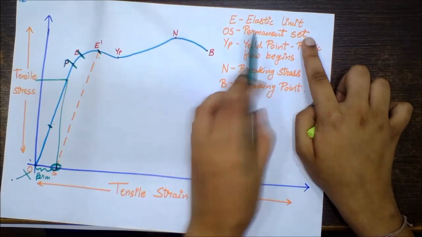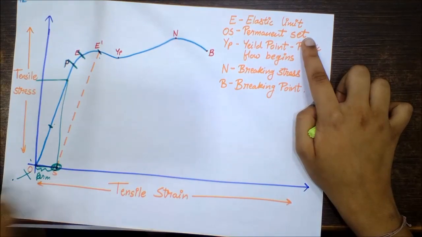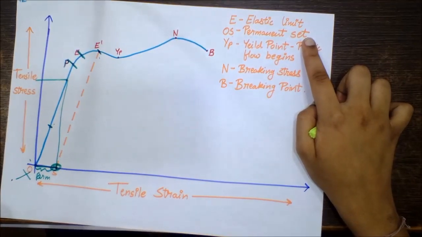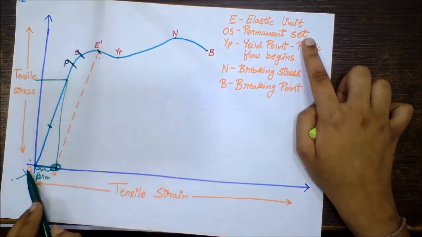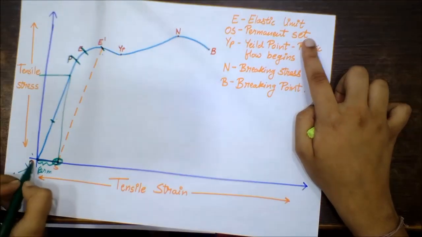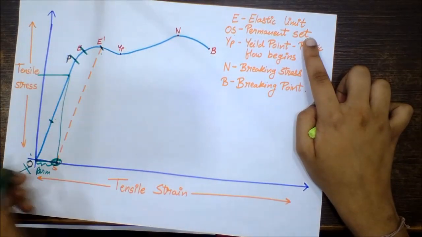What do you mean by permanent set? This is the permanent deformation that has already happened. Now whatever you do, however much you try, it will never go back to the original shape and size. It will never go back to O. It will always come back to S.